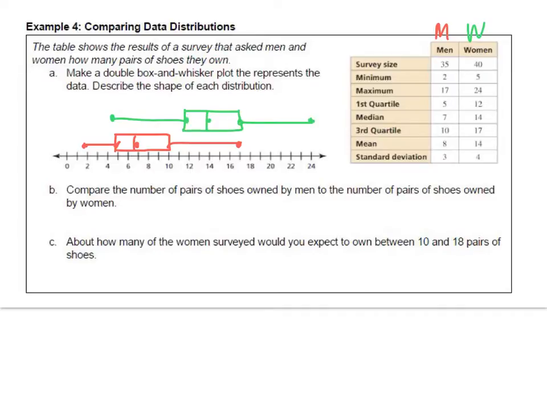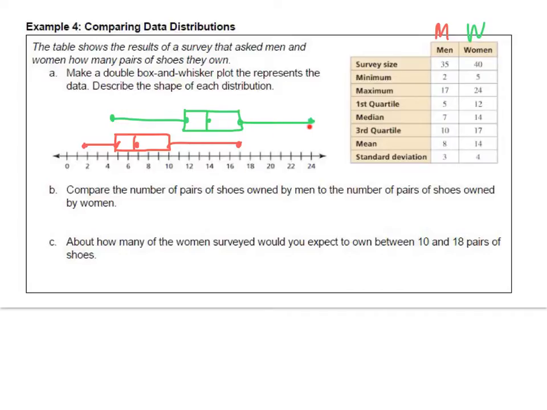All right, so hopefully you have the green box and whisker plot on the top. So now we're going to answer questions B and C. B says compare the number of pairs of shoes owned by men to the number of pairs of shoes owned by women. So we have a lot of things we can look at. I think the most obvious thing you can see is the range of values. Male shoes, we range from 2 to 17 pairs of shoes, okay? So at most 17. The majority of our data, again, is in the box, so we see between 5 to 10. That's our central area where 50% of the males would have between 5 pairs to 10 pairs.